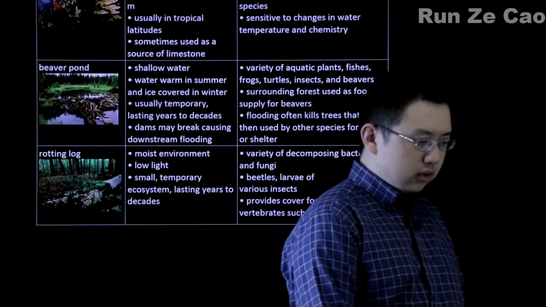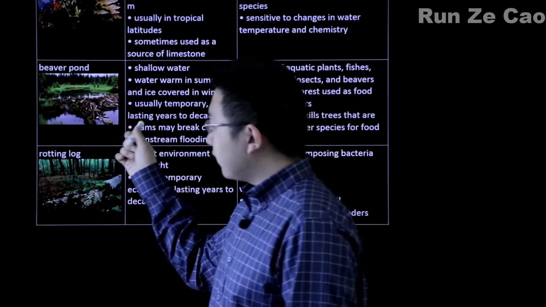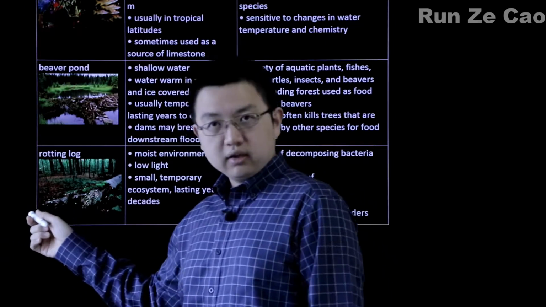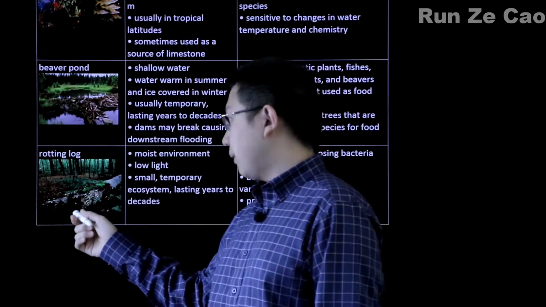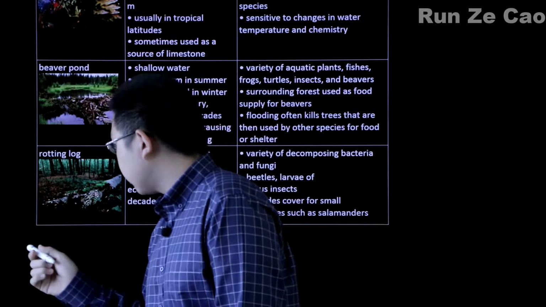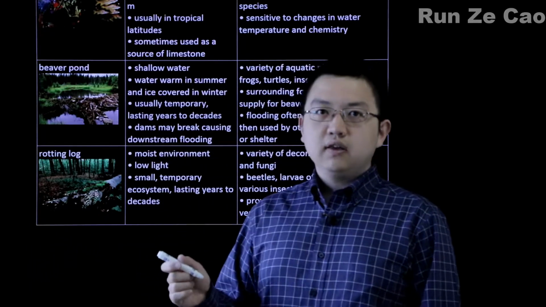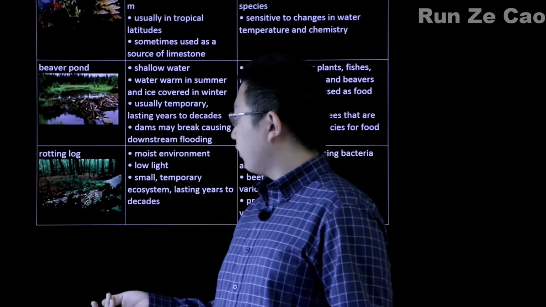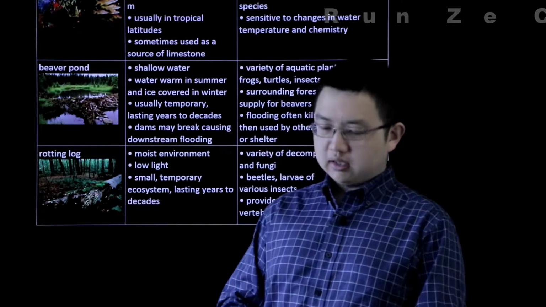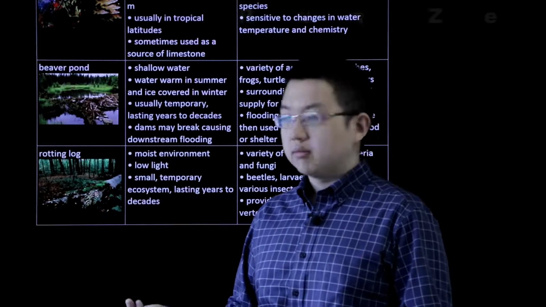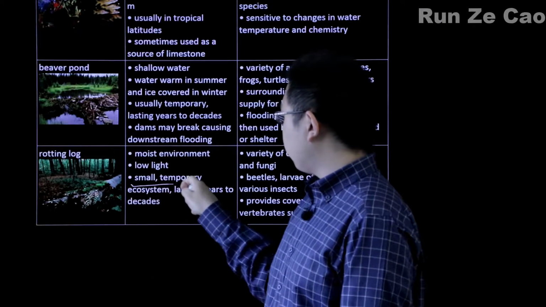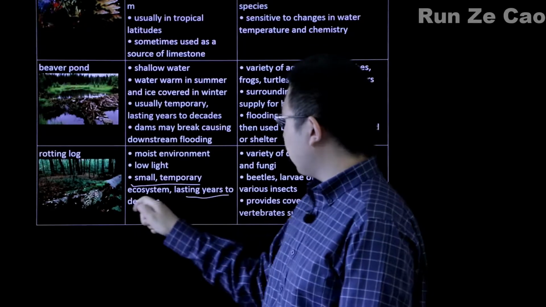So here we describe the variety of factors that describe a beaver pond. And look, ecosystems and environments in general can be as small as rotting logs. In a sense, you could even state that any dead object, such as a dead rat, can count as an ecosystem. So we note that it's small and temporary, so it lasts years to decades.